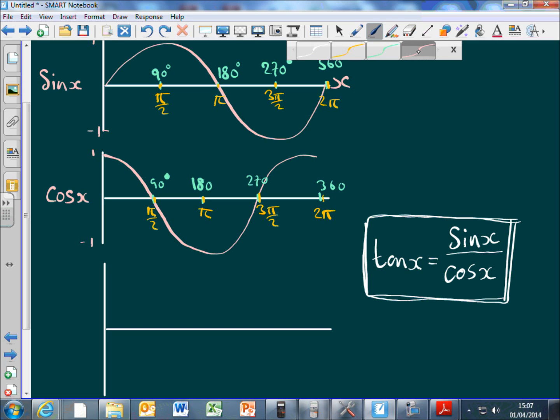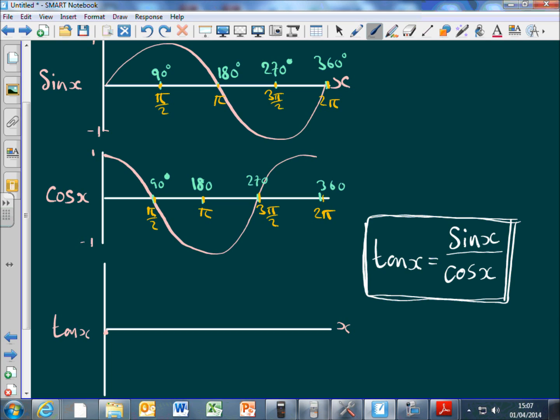I look at the sine graph, and at 0 it's got a value of 0, and then I look at the cos graph, and at 0 it's got a value of 1. So the tan graph should be 0 divided by 1. What's 0 divided by 1? 0. So the tan graph starts at 0. Okay, so I'm going to label this up tan now, and it's x up here.